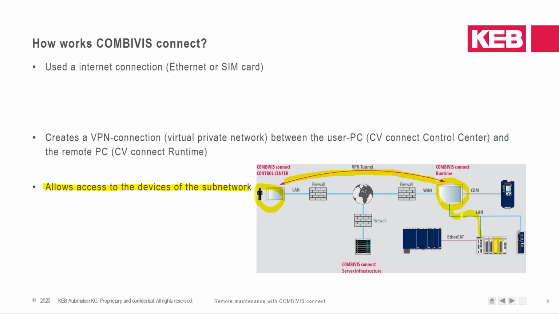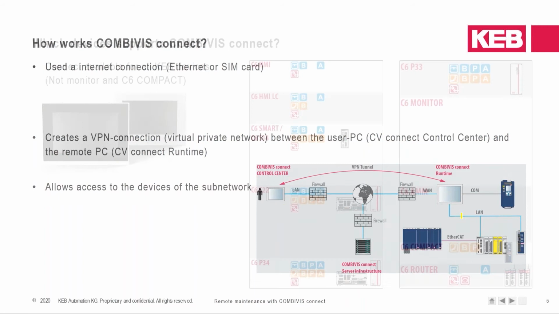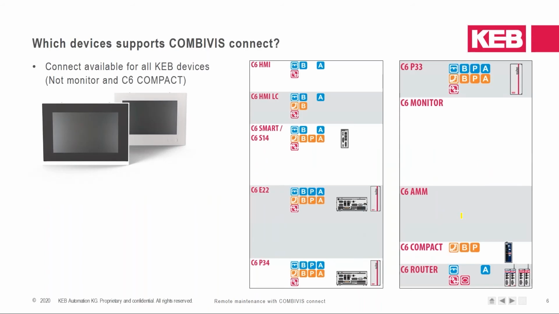With the same network, you have the chance to work, for example, with a subnetwork. So in that case, you can update a program from the C6 Smart, for example, very easily through the VPN connection from your office. I think it's a very good and useful tool. Okay, but the question is, all the time we speak about remote access: which devices from KEB support COMBIVIS Connect? Connect is available for all KEB devices, but not for a monitor and a compact.